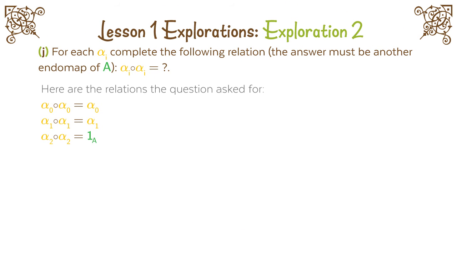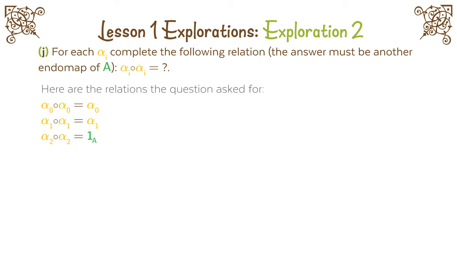Alpha 0 following alpha 0 is equal to alpha 0. Alpha 1 following alpha 1 is equal to alpha 1. And alpha 2 following alpha 2 is equal to 1a. Which makes alpha 0 and alpha 1 idempotent, and alpha 2 an involution. The definition of these terms mean exactly what the relation says. An idempotent is an endomorphism F such that F following F is equal to F. And an involution is an endomorphism F for which F following F is equal to 1a.